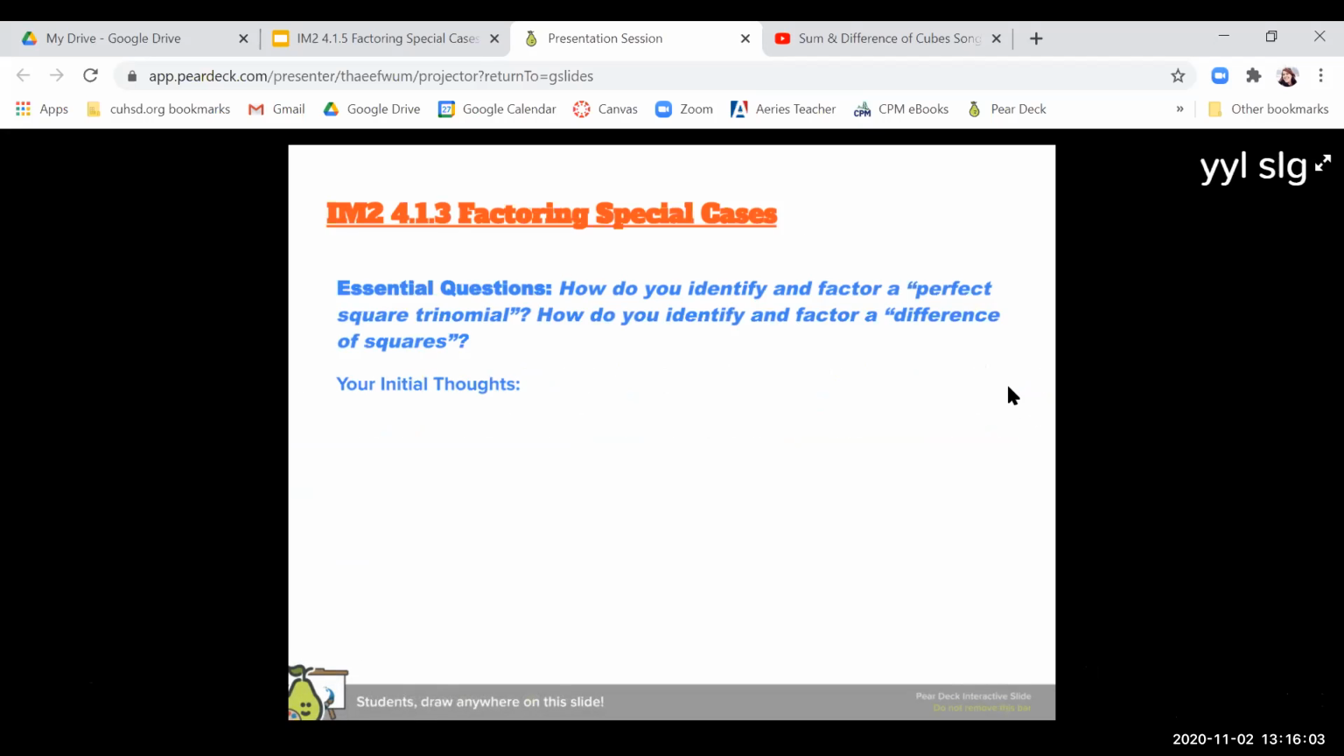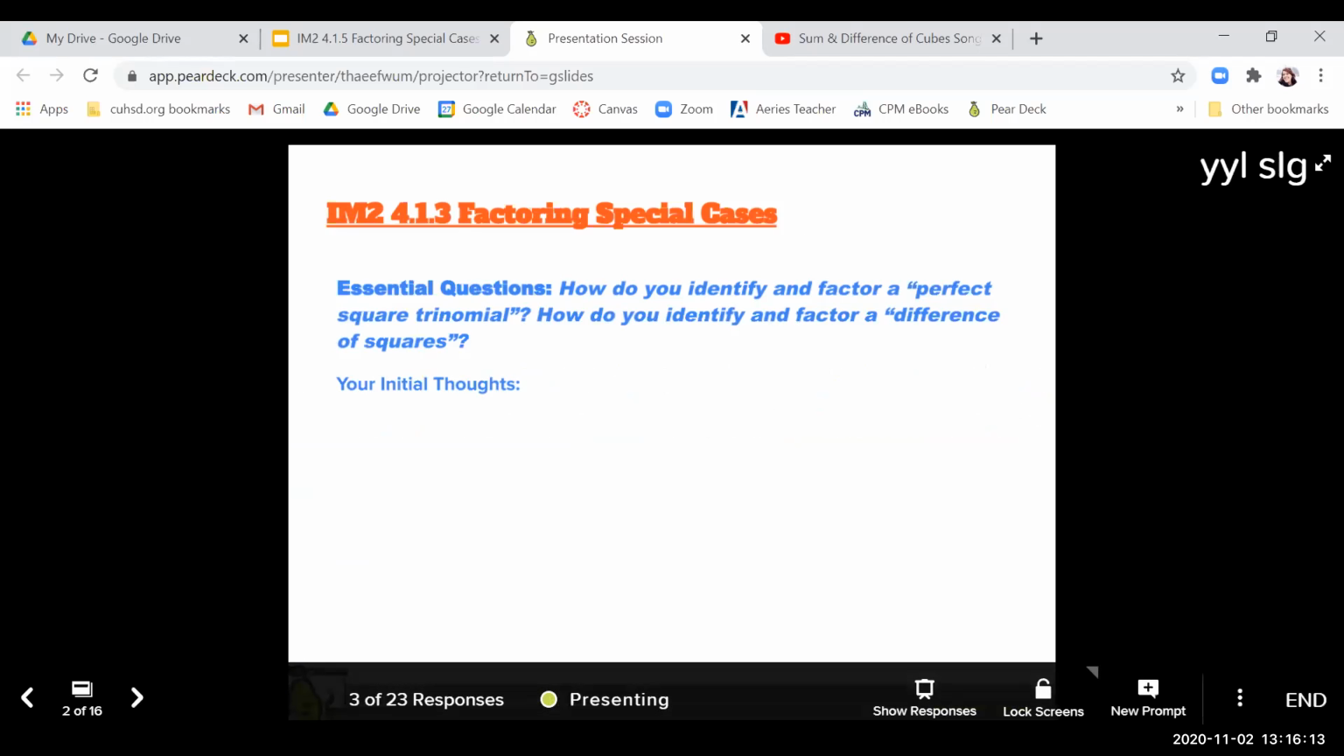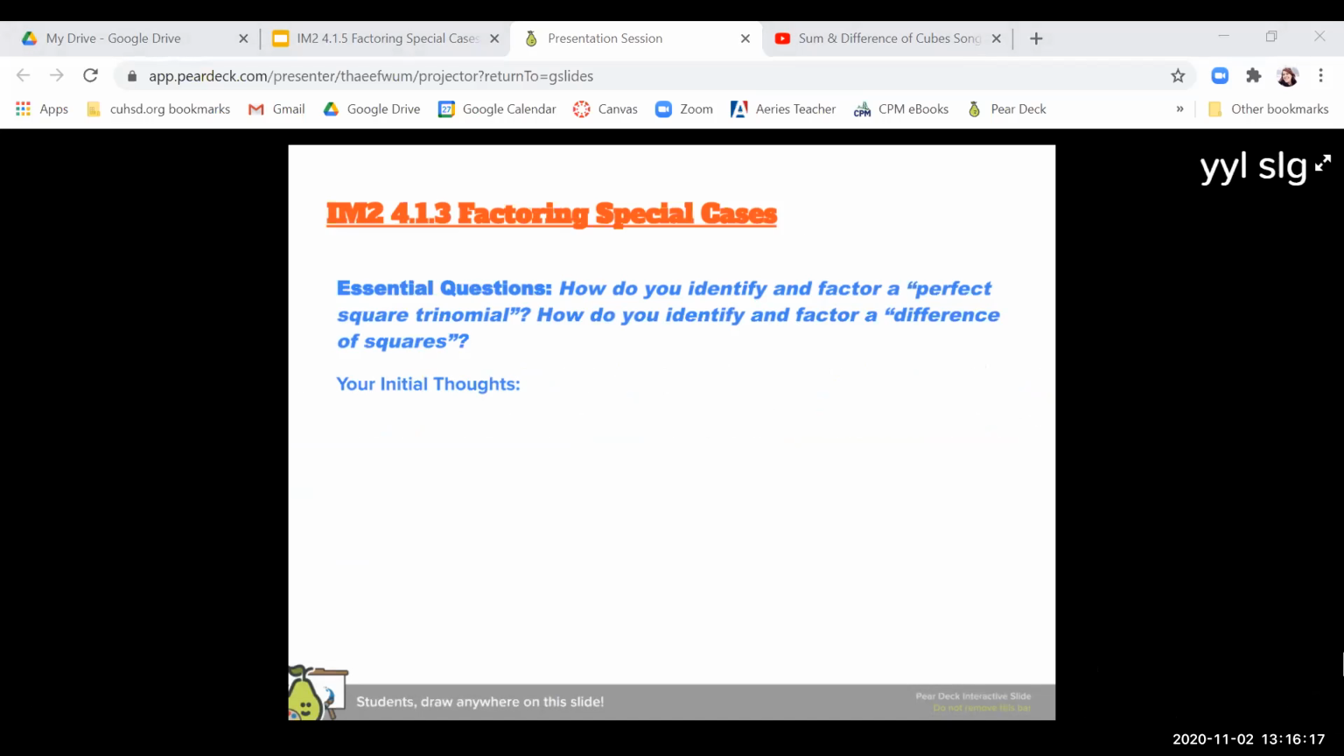So here's your essential question. How do you identify and factor a perfect square trinomial? How do you identify and factor a difference of squares? If you don't know what these are, it's fine. You can just indicate on your slide that you don't know. If you have any ideas though, this is your moment. I'll give you like 20 seconds to just jot down any first thoughts about any of this.